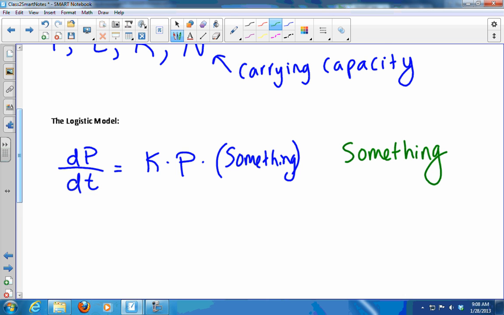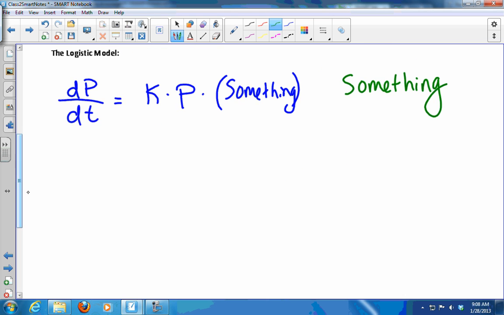N minus P over N. Okay, so let's... Yes, good. Traditionally, the model uses 1 minus P over N.